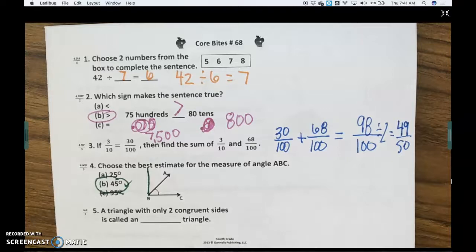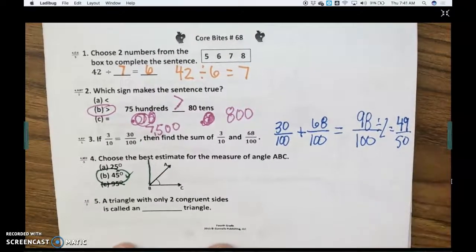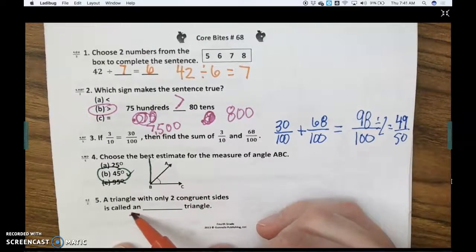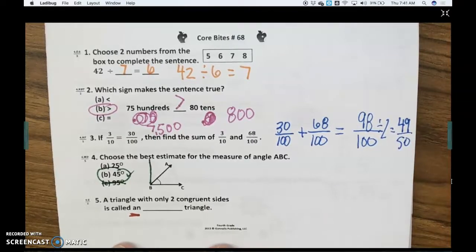And then for your last one, it says a triangle with only 2 congruent sides is called an what triangle? So this kind of gives it away. It says A-N, which means your next letter has to be a vowel, A-E-I-O-U, sometimes Y. So the triangles you know, we know equilateral, we know isosceles, right? And we know right triangle.